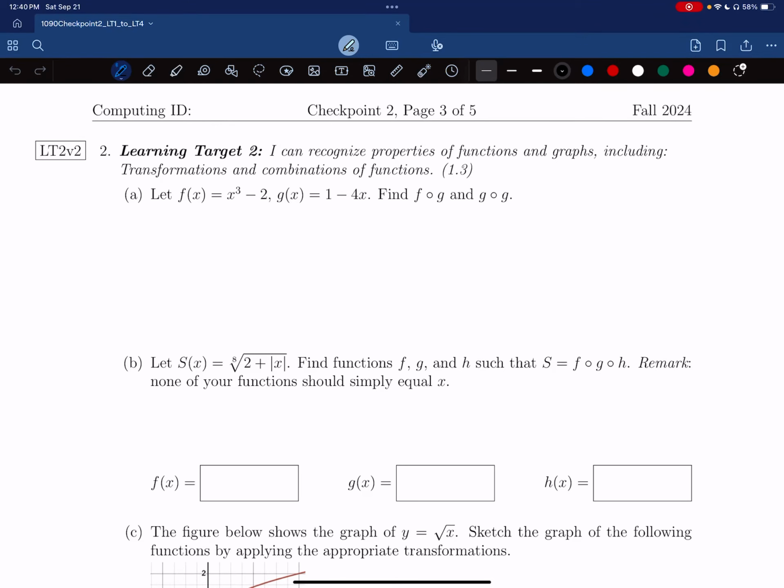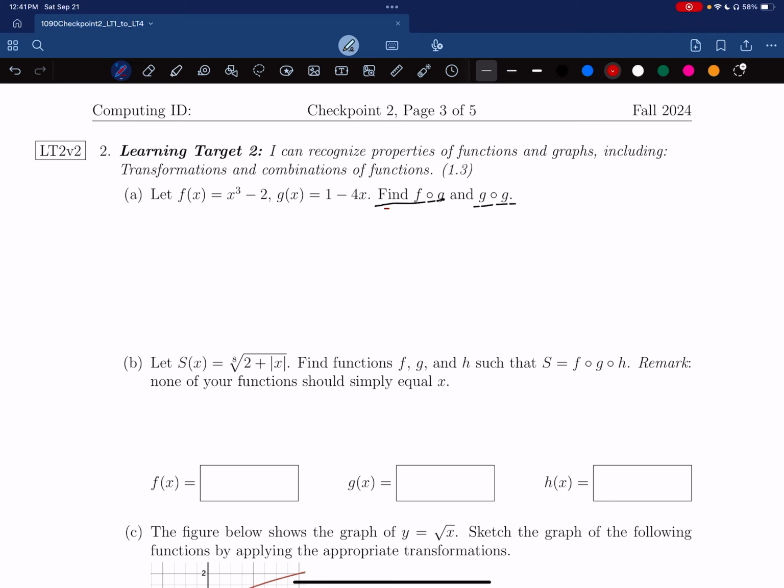Hey everyone, today we will be going over Learning Target 2, which, like Learning Target 1, relates to functions and graphs, but this time it is more specifically about the transformations and the combinations of functions. So, first we'll be doing a combination where we are asked to find f of g and g of g, which basically just means you're going to be putting a function inside of a function.